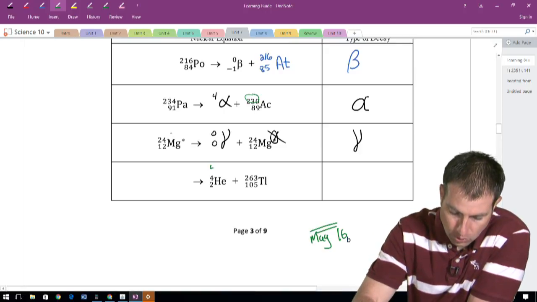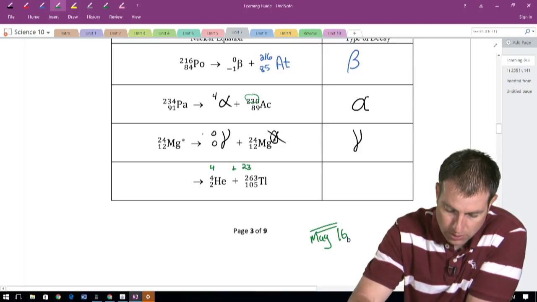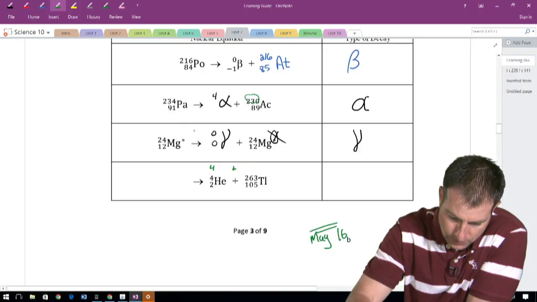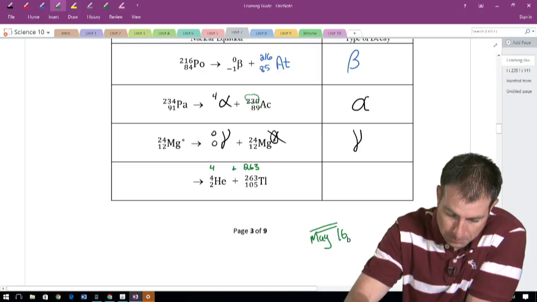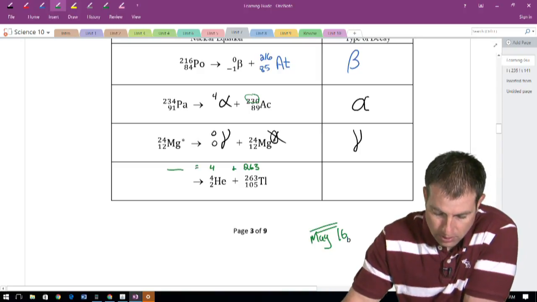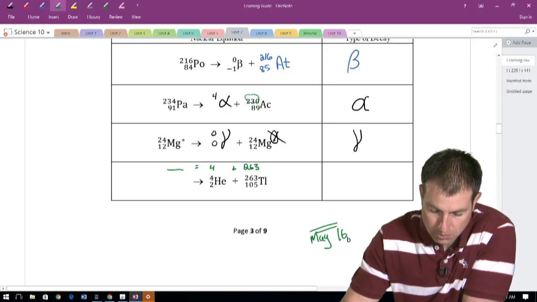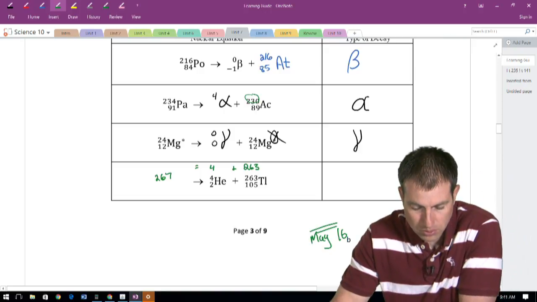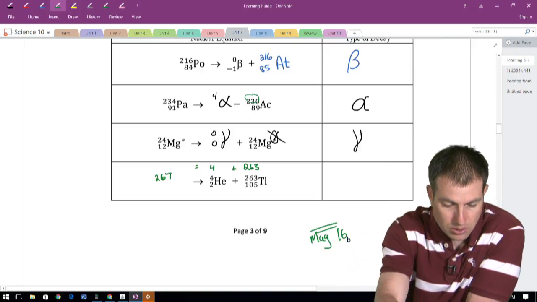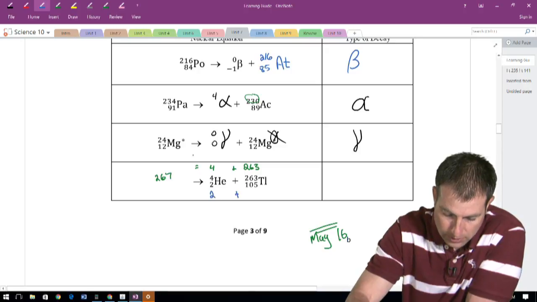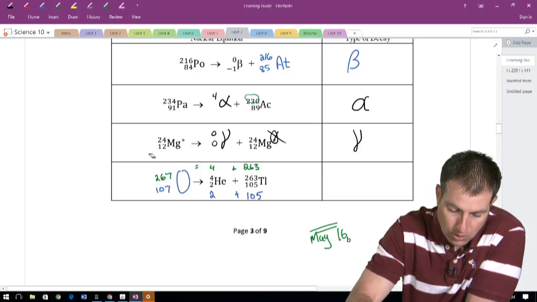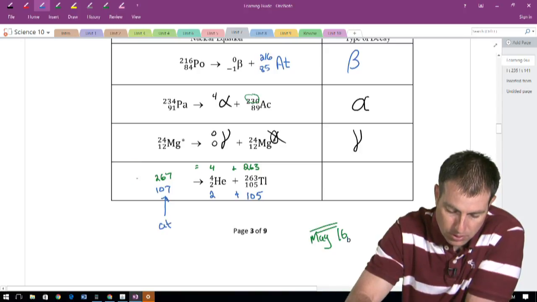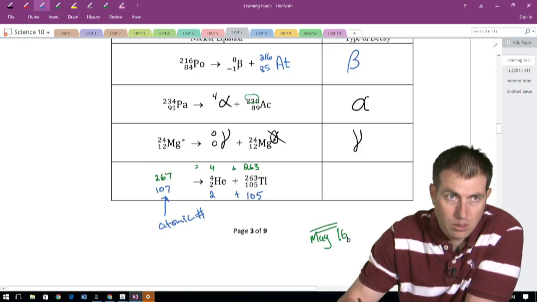So I have 4 here and 263. And then I have an equal sign and something equals 4 plus 263. So it's going to be probably 267, I would guess. So 4 plus 263 is 267. And then same deal on the bottom. I have 2 here plus 105. So on this side I have 107. And I need to figure out what element that is. And we always look to the bottom number, the atomic number, to figure out what element we're dealing with.